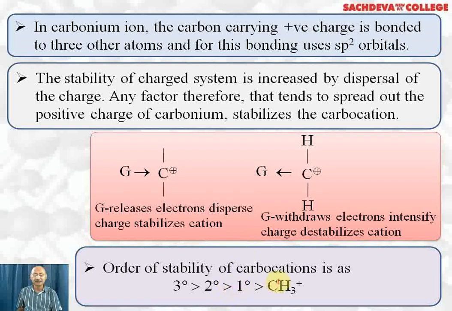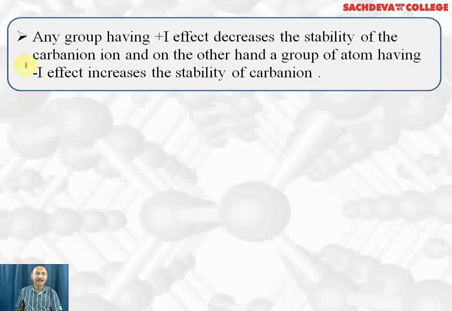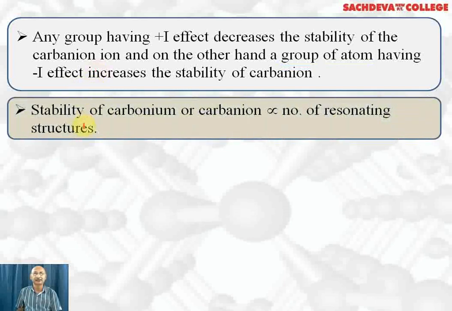Order of stability of carbocation is tertiary is more stable than secondary, which is more stable than primary, which is more stable than methyl carbocation. Any group with plus I effect, that is positive inductive effect, which is electron releasing, decreases the stability of carbanion. And on the other hand, a group of atoms having minus I effect, negative inductive effect, which is electron withdrawing, increases the stability of carbanion.